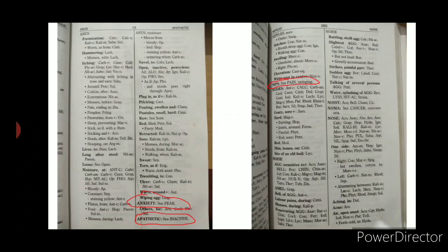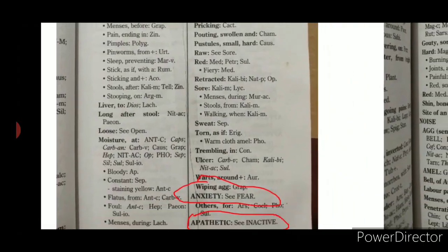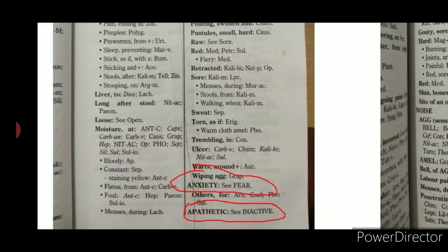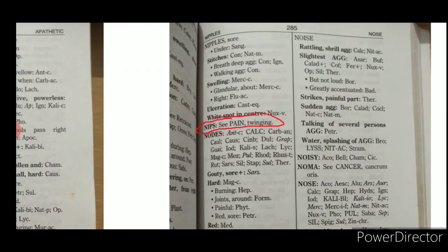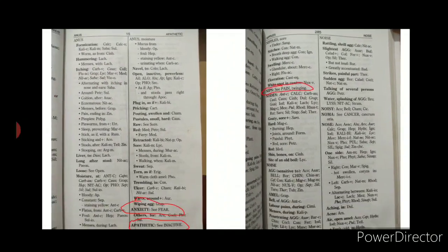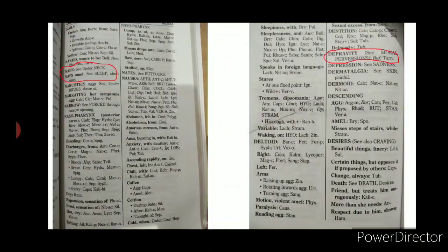Here one more example is there. You can see the cross references: anxiety, C fear; apathetic, C inactive. Then nips, C pain, twinging. So these all we are going to interpret as cross references.